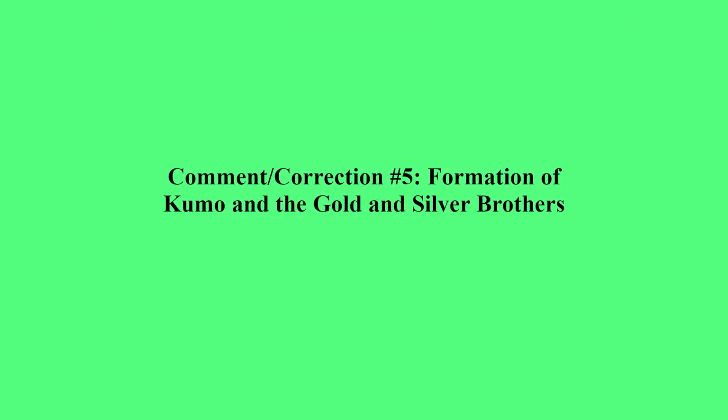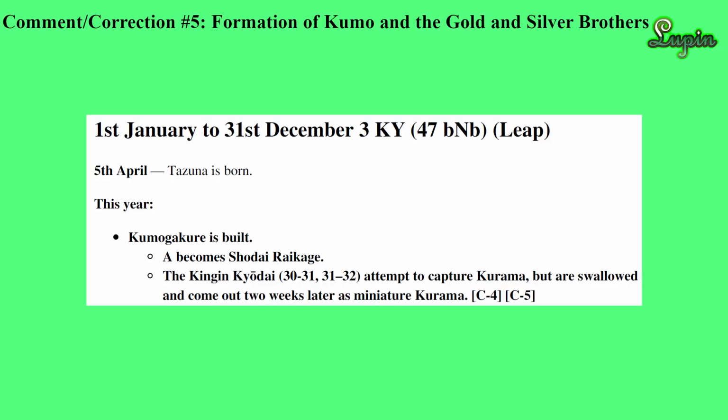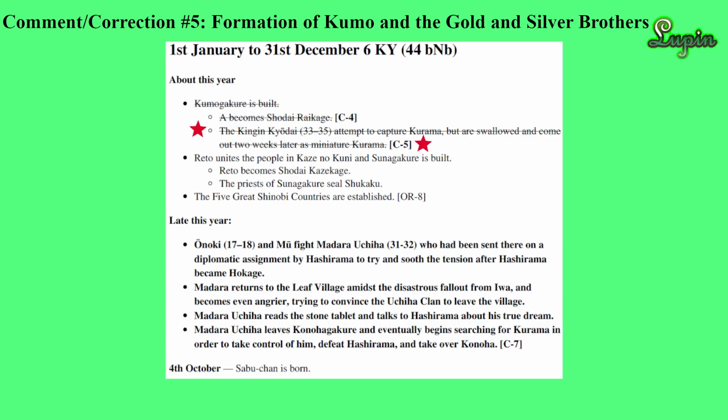Section number 5. The formation of Kumo and the Gold and Silver Brothers. This is where I decided to place the creation of Kumo. The actual placement is arbitrary. The only requirement is that it be between Kiri and Suna. I kept the mission to capture Karama in the same year because that seemed reasonable.